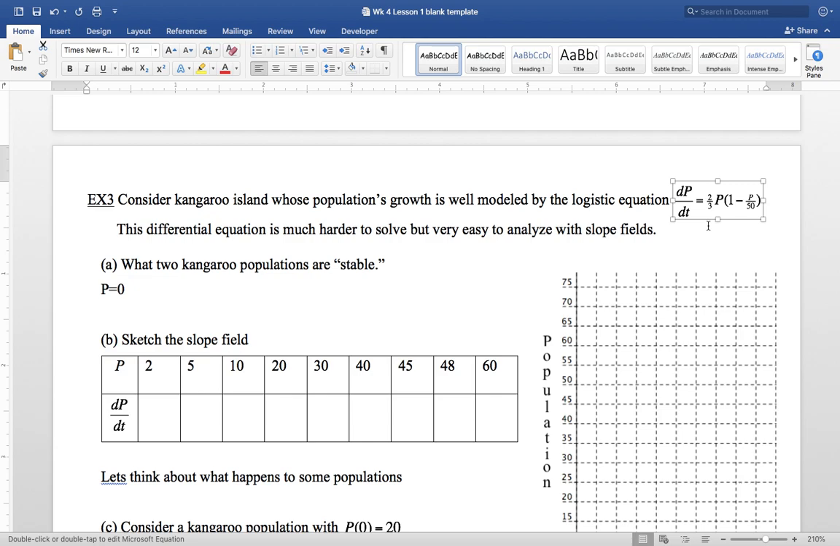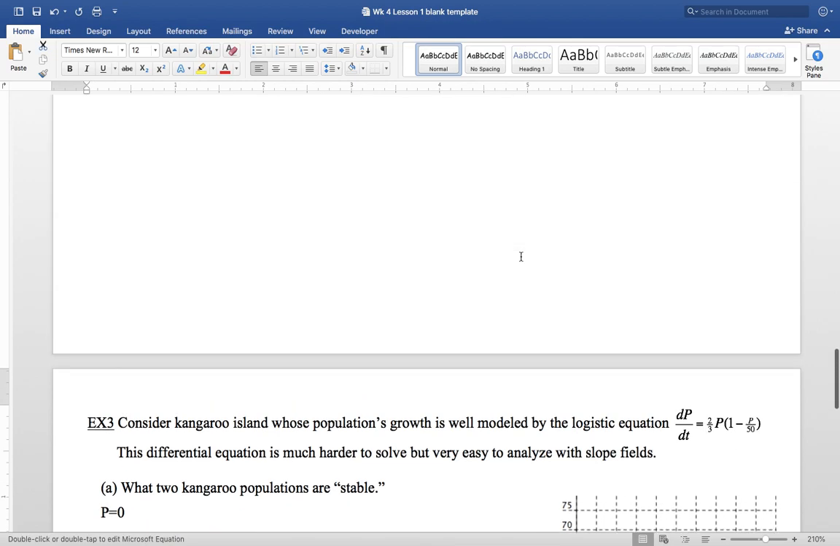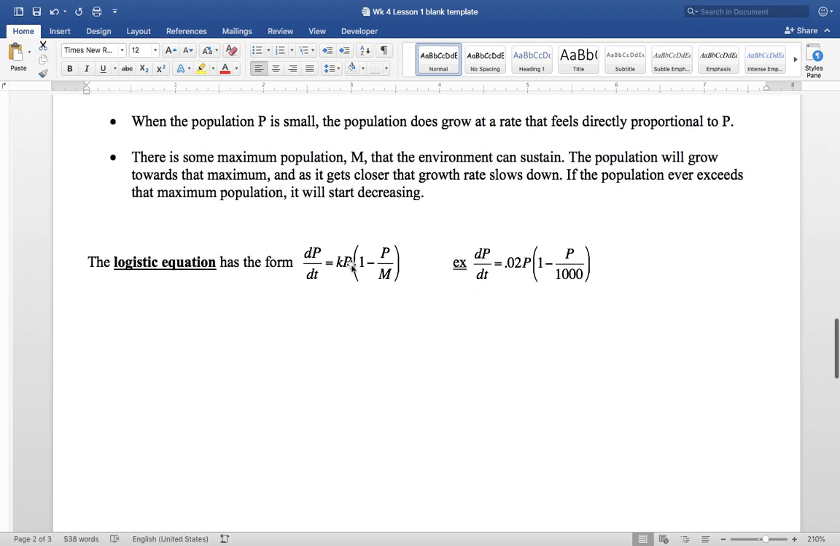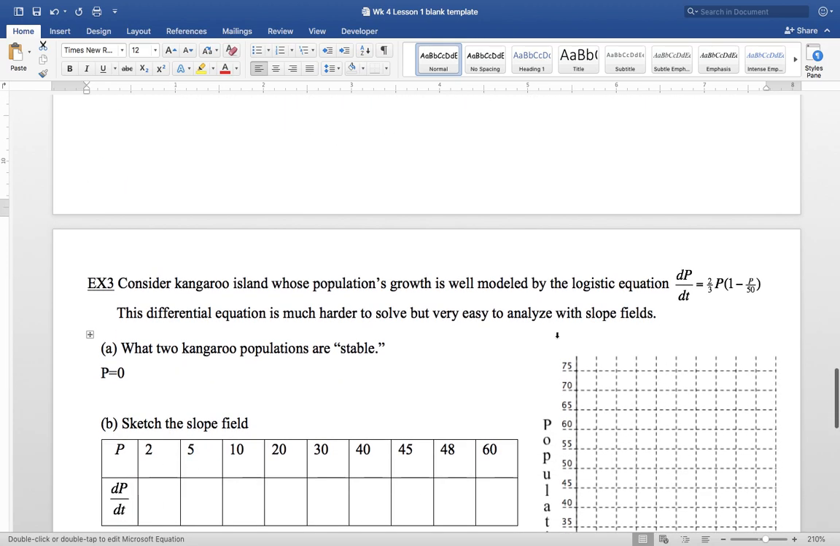Now there's another stable population. It happens when the population reaches the carrying capacity. Okay? In this case, comparing this equation here with this one here, we said that M is the carrying capacity, that theoretical maximum. We can see that M is 50. So the theoretical maximum is given by P equal to 50. When the population reaches that 50 number, its growth rate is going to go to 0.